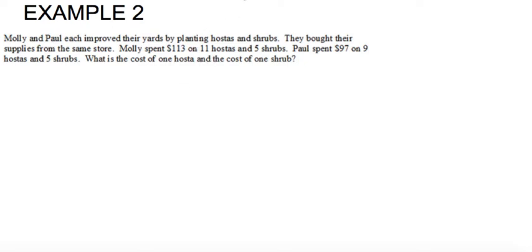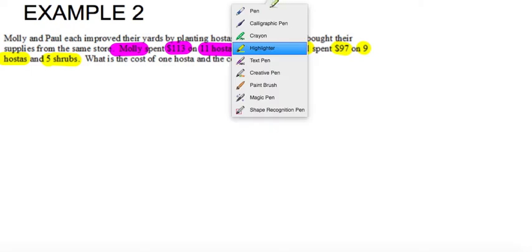So we want to highlight key information first. Molly spent $113 on 11 hostas, 5 shrubs. And then Paul is important, spent $97, 9 hostas, and 5 shrubs. Okay, so that's key information.